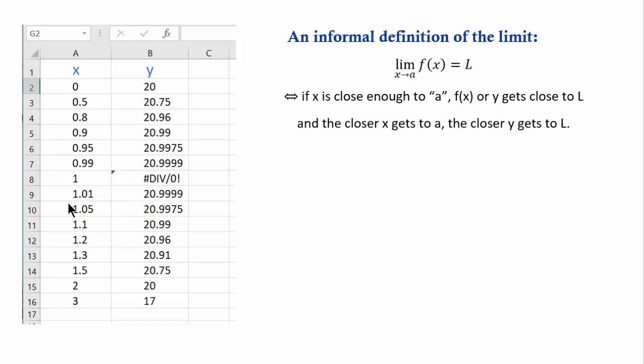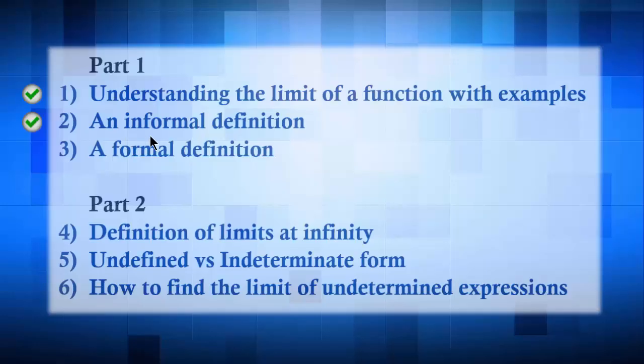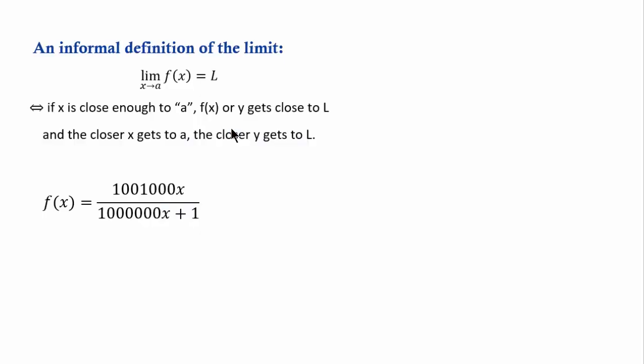If x is close enough to a, as we see here, y gets close to L, and the closer x gets to a, the closer y gets to L. And here, it's enough to keep x not more than 0.01 distant from a for y to be at most 0.0001 from L, which is 21 in this case. This was simply the informal definition of the limit.